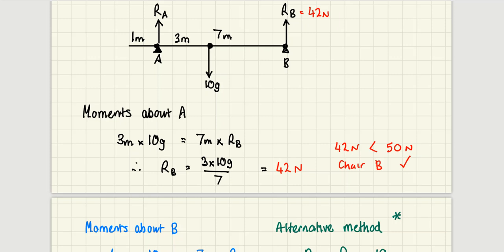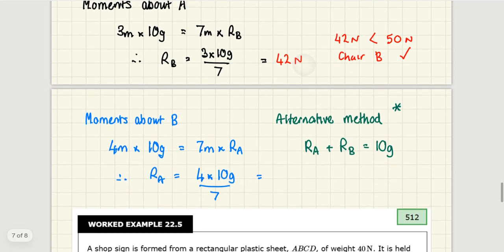Anyone thought of quicker methods? 10 times 10g, which is just the total force minus the 42 newtons that you ordered them, gives you 56. Yeah, exactly that. So moments about B, 4 meters times 10g, 7 meters times reaction force A. Rearrange it, you do get the answer 56.